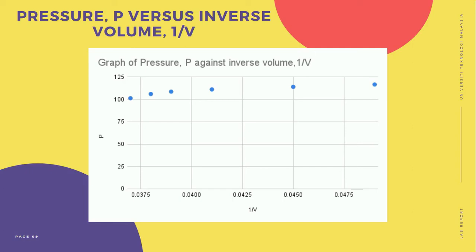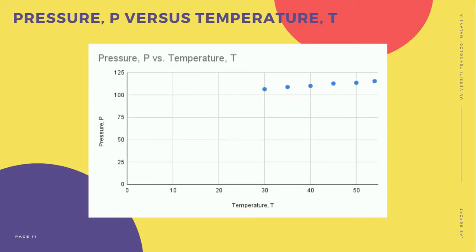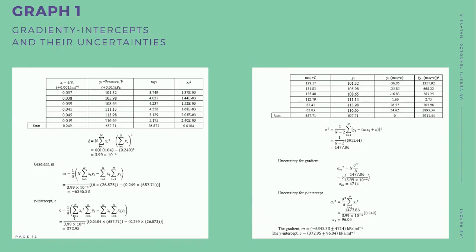This is the pressure versus inverse volume graph. As you can see, it's almost a straight line there. And this is the volume versus temperature graph. And this is the pressure versus temperature graph. From graph 1, that is the pressure versus inverse volume, we can calculate the gradient and the y-intercept.